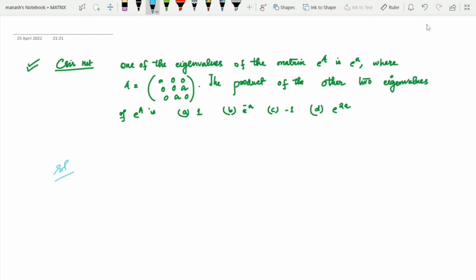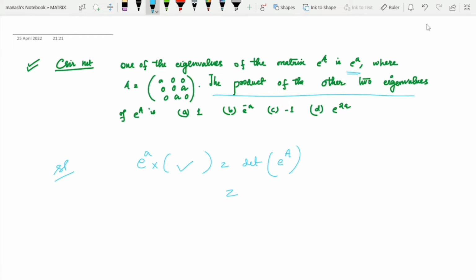So you can see the hints in the question. The product of the other two eigenvalues means one eigenvalue is given. That means the one eigenvalue, e to the power a, multiplied by the product of the other two is equal to the determinant of the matrix. Determinant of which matrix? This matrix, e to the power A. This is the general thing we know: the product of the eigenvalues of a matrix is equal to the determinant of that matrix.